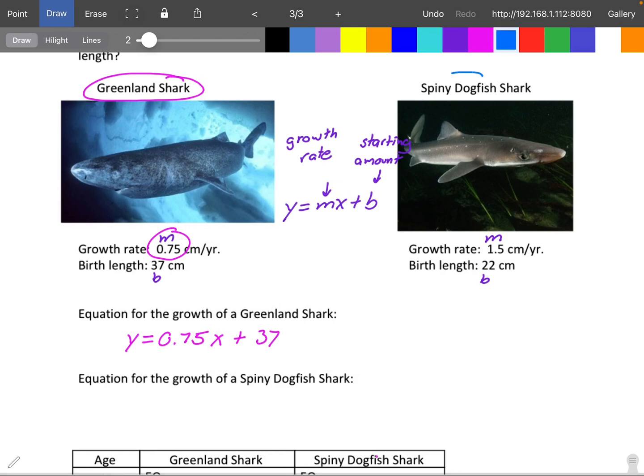Now write an equation for the spiny dogfish shark. So our growth rate is 1.5 centimeters per year. So y equals 1.5x plus our b, which is 22 centimeters. So we have an equation for each one.